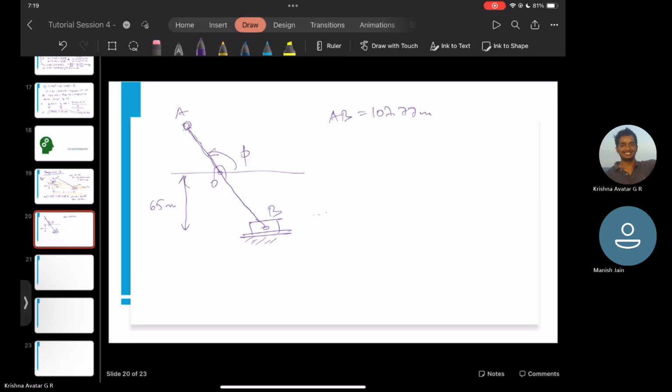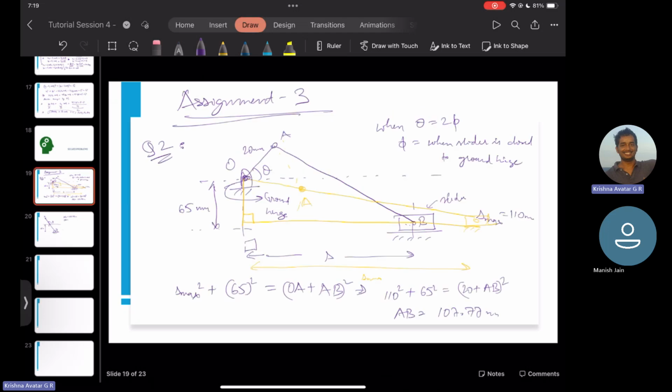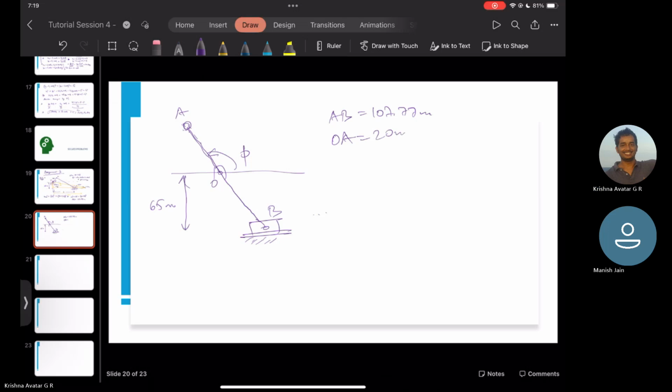And OA is given as how much? It was 20. Then in this scenario, OB will be equal to AB minus OA length, so it becomes 87.77 mm, around 87 mm. Now from our trigonometric identities, say we call this angle psi. From this graph we can see that sine psi, because it involves the perpendicular over the hypotenuse, is equal to 65 by 87.